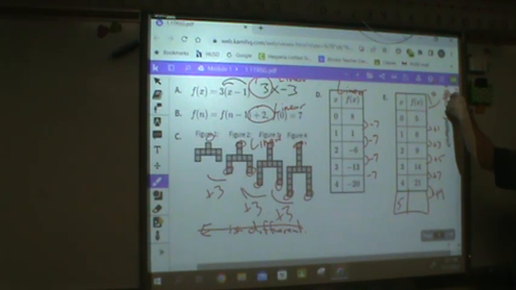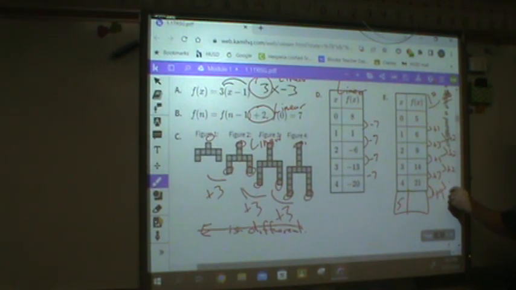How about if I go to a second difference? What do I do to 1 to get to 3? Plus 2. 3 to 5, plus 2. 5 to 7, plus 2. 7 to 9, plus 2. See what's going on?